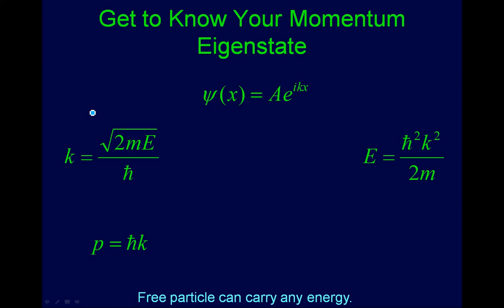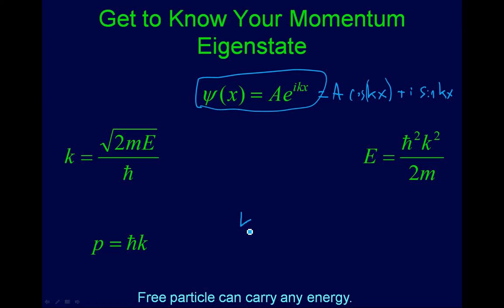So let's get to know this state a little bit better. I'm just going to use the positive one, and we've already talked about this a little bit. This is the momentum eigenstate. If I write this out, it would be cosine kx plus i sine kx. Whenever you have cosine kx, that k we call the wave number technically, and you would write that as 2 pi over the wavelength.